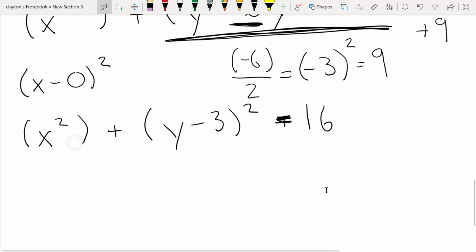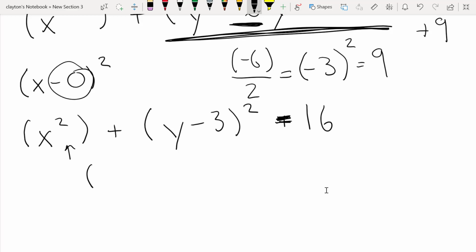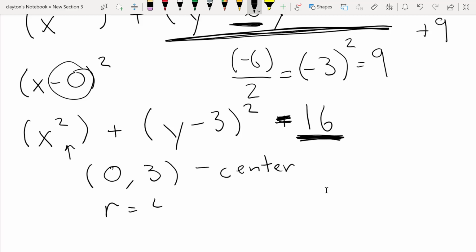We took that middle number, we divided by 2, we squared it, and then we're putting it into perfect square format. In this case, this tells me my center, because I don't have an h here. This is x minus 0. I know my x value is 0, and my y value here is going to be a positive 3. So here is my center. And again, this is my radius squared. Be careful. Very easy mistake is to think this is your radius. This is your radius squared. So our radius here is going to be 4.